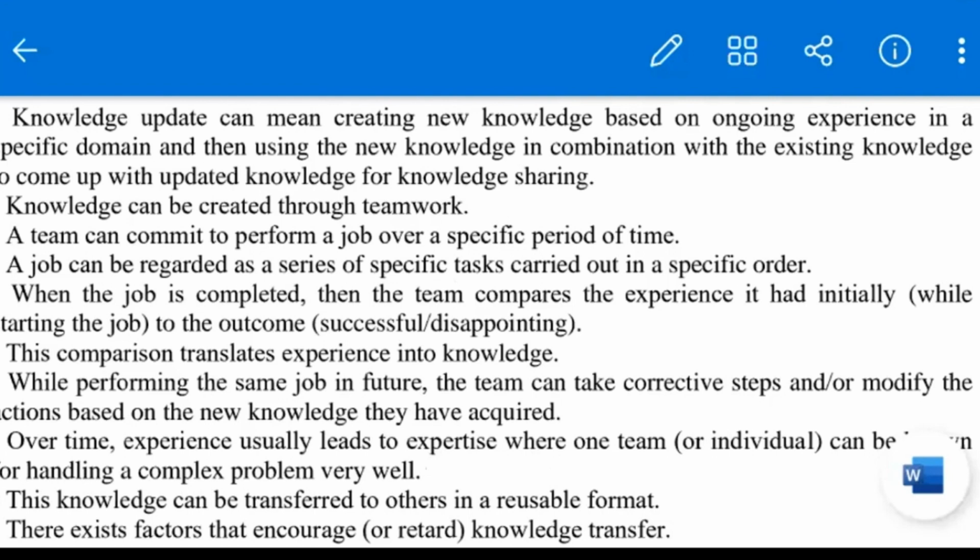So if a team is given a job that is to be completed in a specific period of time, first of all we should understand what the job is. The job is broken into a series of specific tasks which are carried out in a specific, predefined order. For example, if we want to prepare tea for ourselves, or for 10 persons, then the job is to prepare tea, but the tasks could be boiling the water, putting the tea leaves, putting the sugar, boiling that combination, and at last pouring the milk and delivering the same.